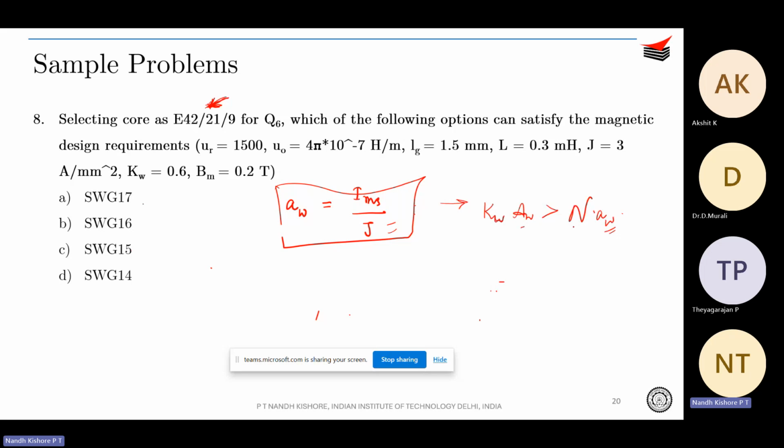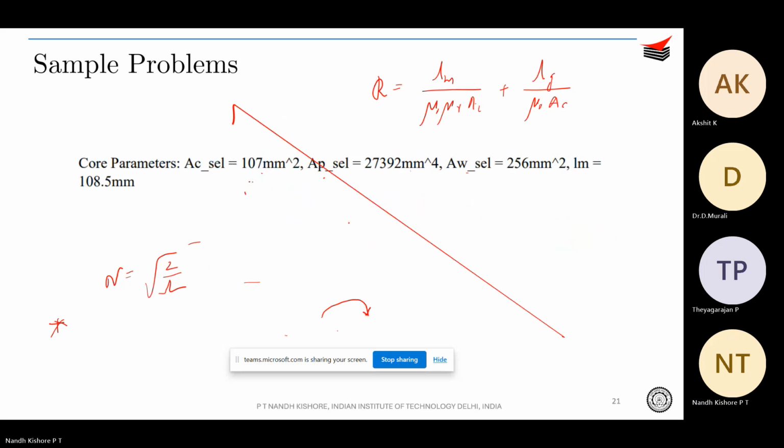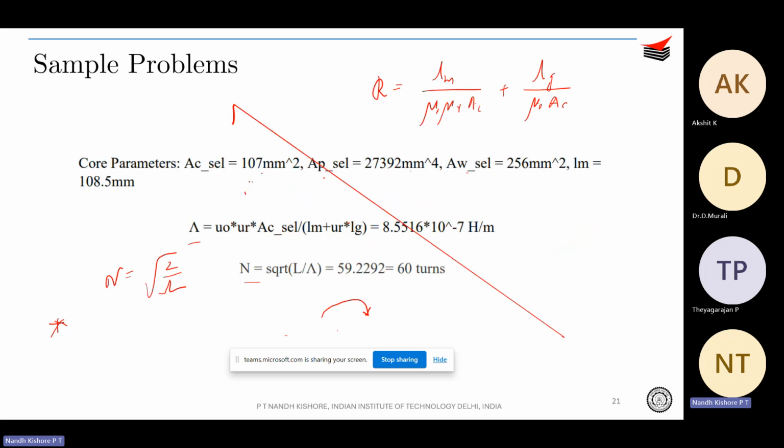You just need to find out what is N. You need to find out what is AW. Okay, and then you can choose which of these satisfies this criterion. So yeah, all parameters are given in the problem itself. So you can find out what is the number of turns.